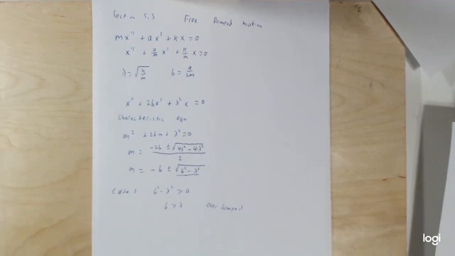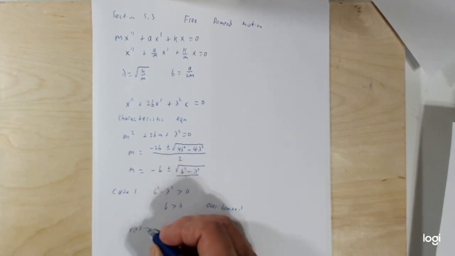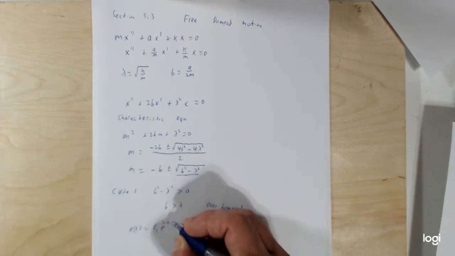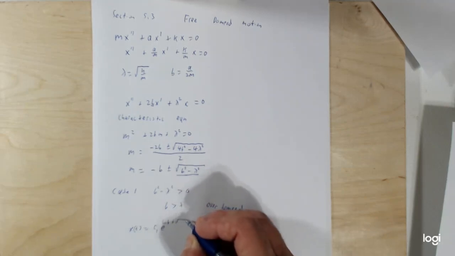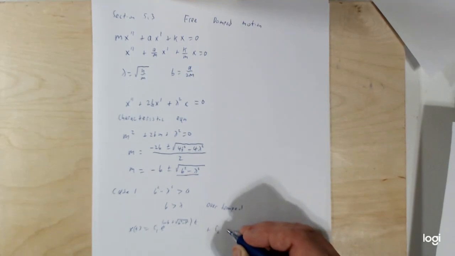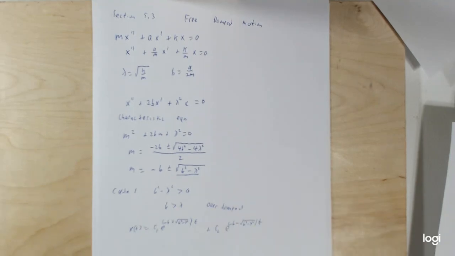So in an over-damped case, what we get is x of t equals C1 e to the minus b plus root b squared minus lambda squared t, plus C2 e to the minus b minus root b squared minus lambda squared t. Because those are 2 real roots.